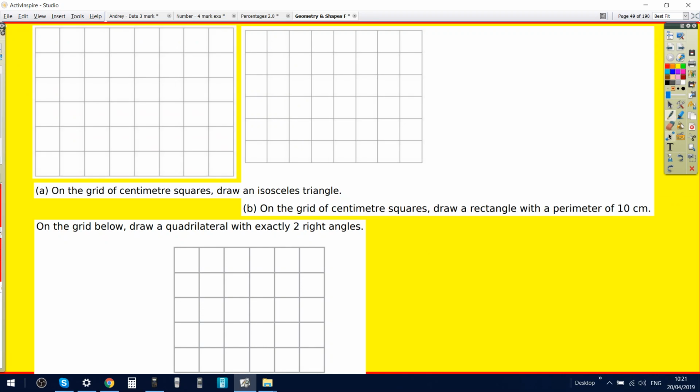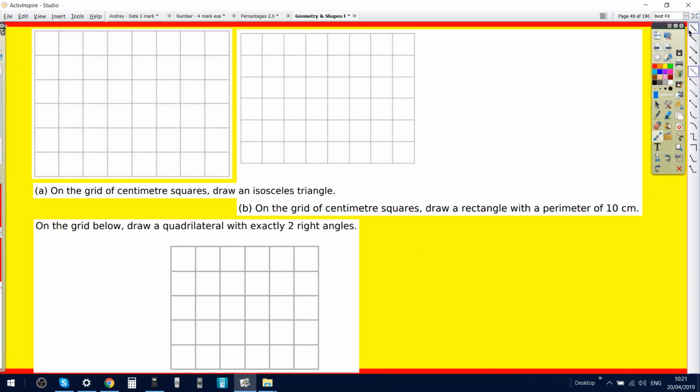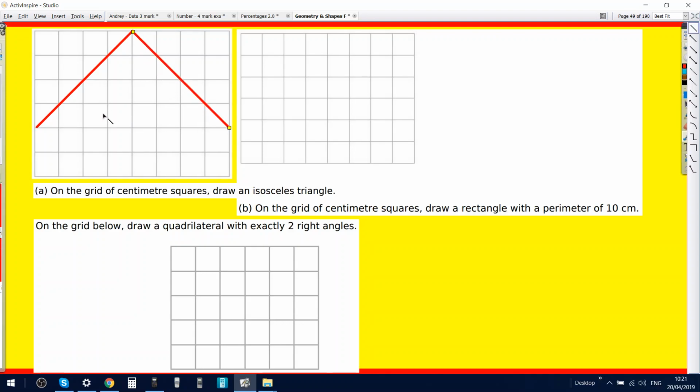How would you do that top left one? On the grid centimeters, draw an isosceles triangle. So the two diagonal lines would have to be the same length, and then you connect it with the line below it. So I'll just do 4 diagonals, and then you just connect the base.